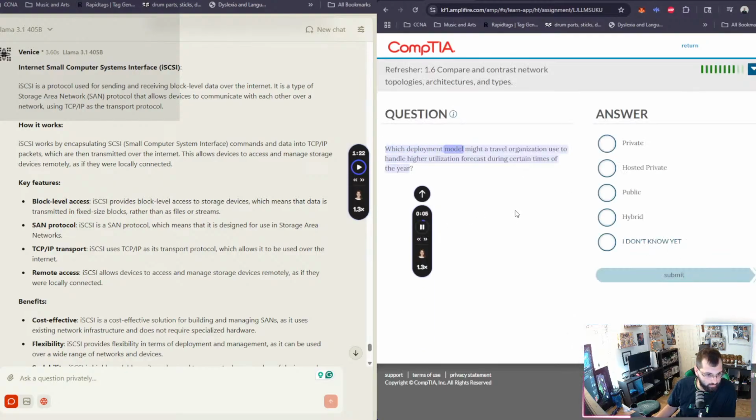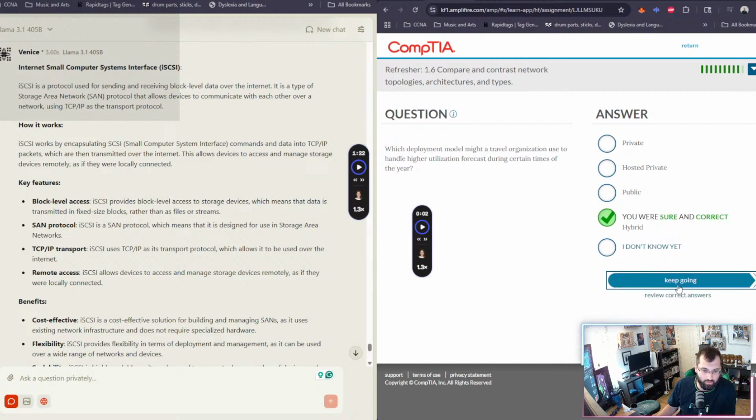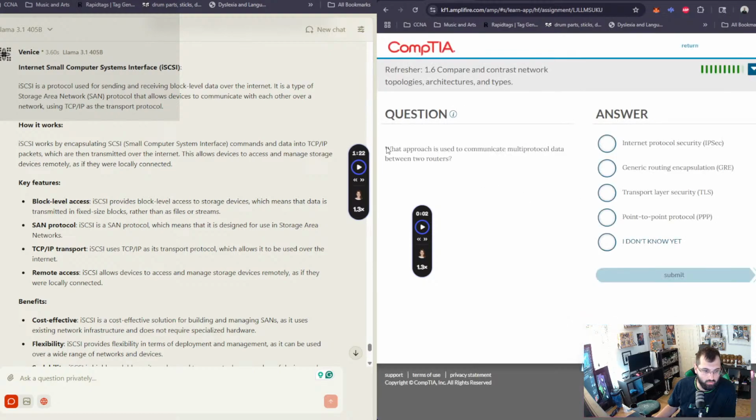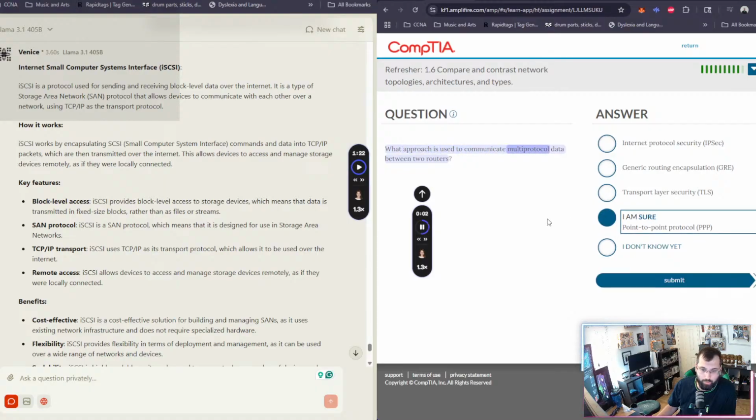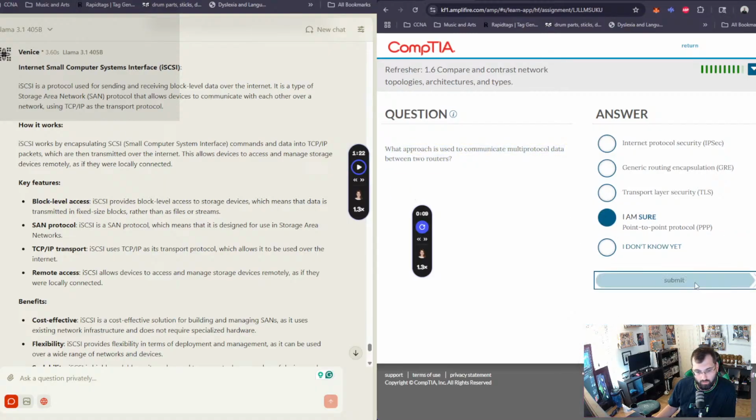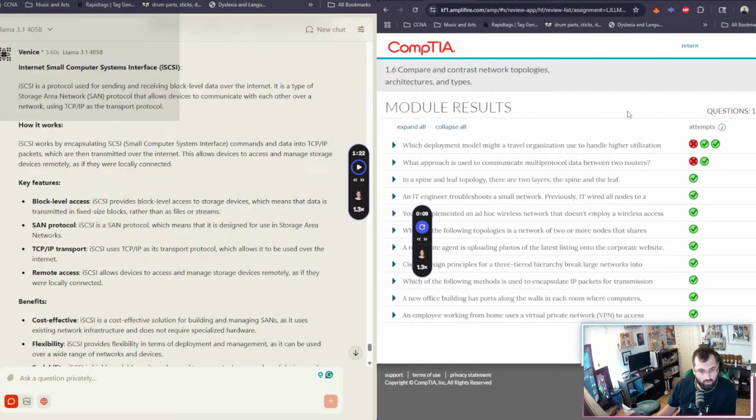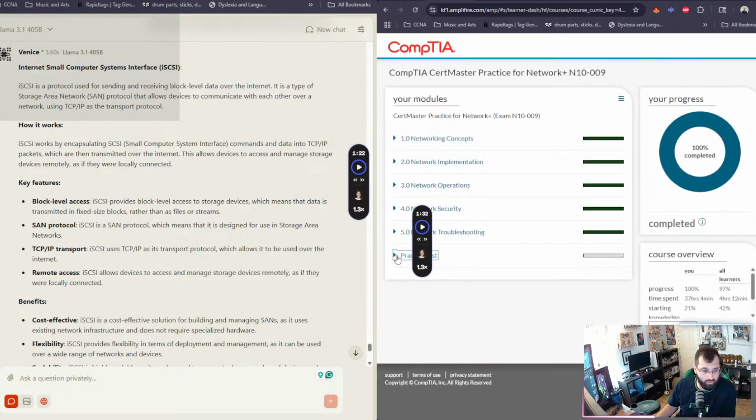Which deployment model might a travel organization use to handle higher utilization forecast during certain times of the year? Hybrid. We've already had that multiple times now. What approach is used to communicate multi-protocol data between two routers? All right, that one I feel like I know what's going on with.